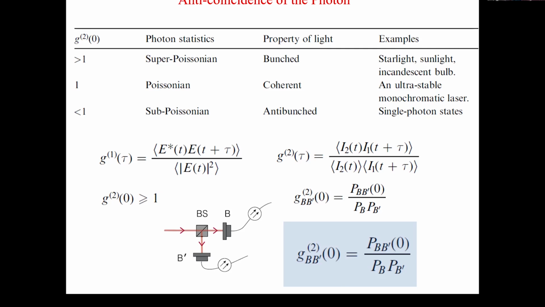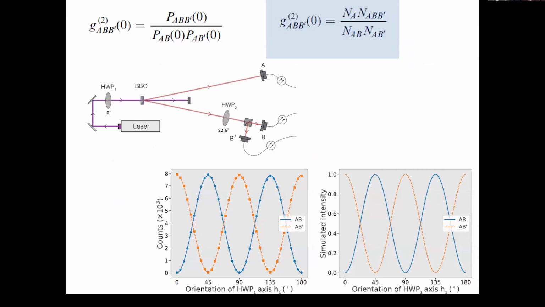Now, if you just look at one beam coming out from the BBO crystal, you predict that this second order correlation function will be greater than or equal to 1. So it's Poissonian or super-Poissonian, which means if you just look at one beam of photons coming out, the light will be classical. You will not have the single photon states. Only when you have this second order correlation function in which you also condition upon a detection at A will you have quantum light.